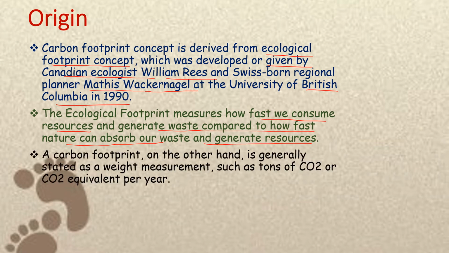A carbon footprint, on the other hand, is generally stated as a weight measurement such as tons of CO2 or CO2 equivalent per year. So carbon footprint talks in terms of carbon only, while ecological footprints are talking about resources, their rate of generation, and the rate of generation of waste. So this is how these two concepts are different from each other.